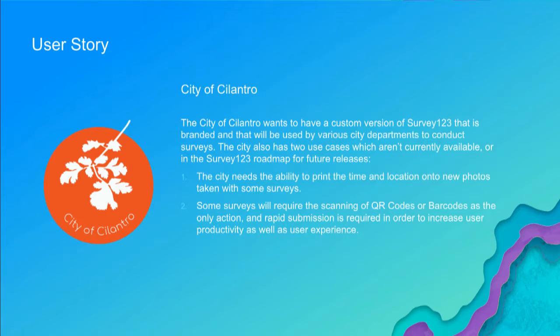And with some surveys, the person taking the survey is going to be scanning QR codes or barcodes. They need to improve the user experience of that, because they're going to have lots of barcodes to scan, so they need to rapidly submit them. It needs to scan the barcode, submit, open up a new survey, submit. And that's actually not supported in the currently released version of Survey123. So these are scenarios in which customization makes sense.